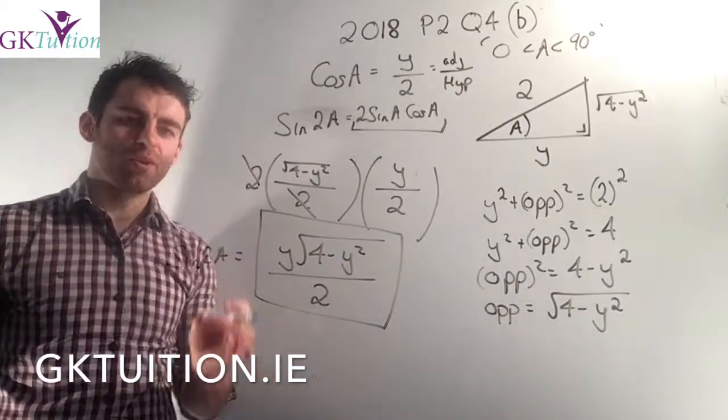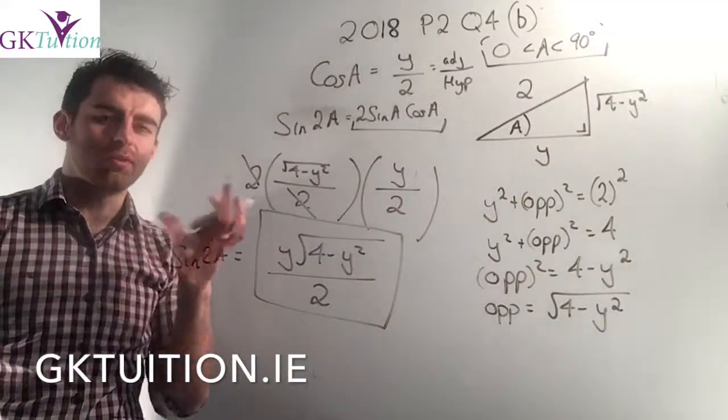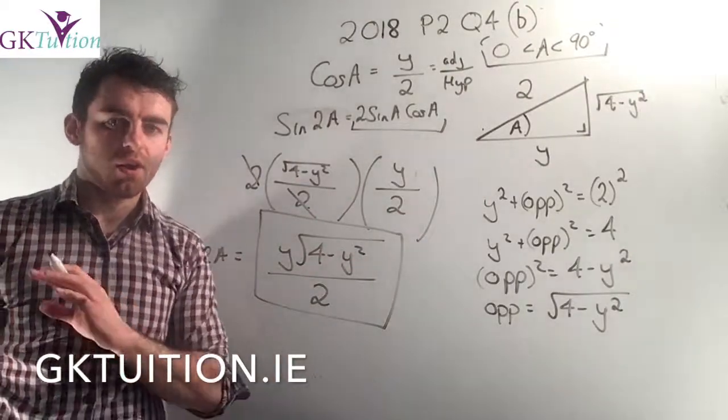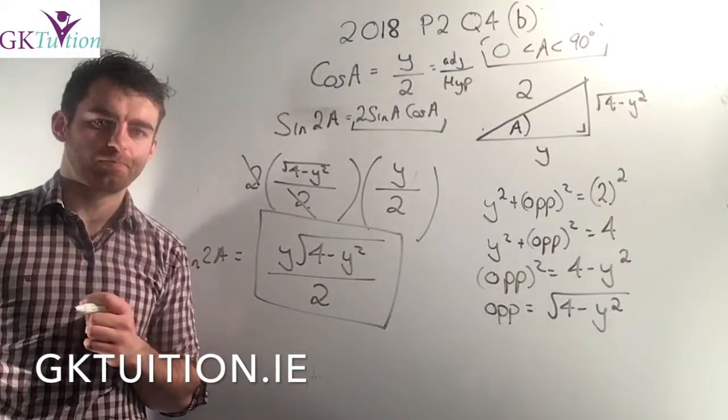The thing I want you to take from this question is that usually, if they mention a being between 0 and 90 degrees, it means sketch yourself a right angle triangle. Not always, but that would be a good thing to jump into your mind in the exam.